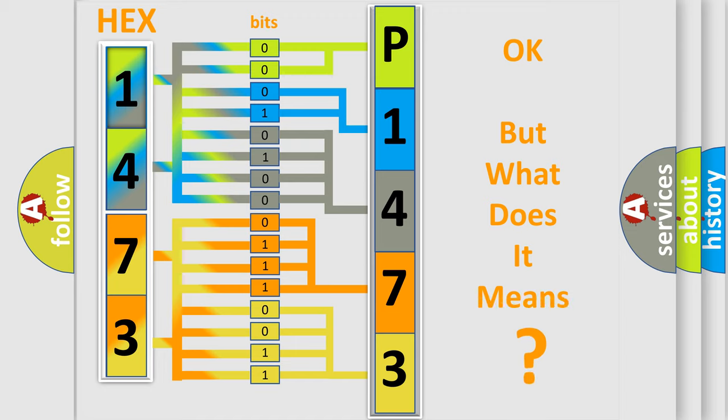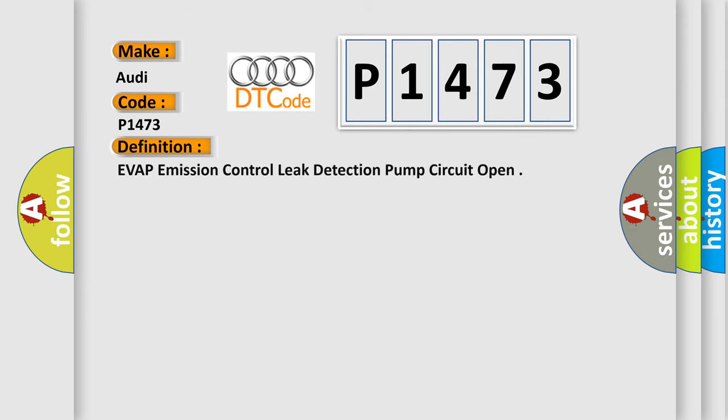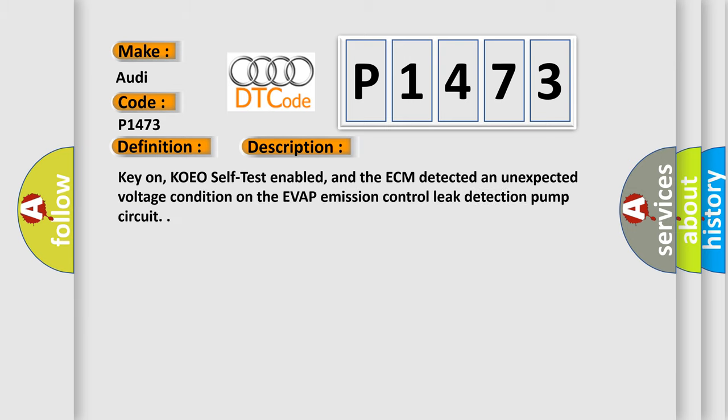The number itself does not make sense to us if we cannot assign information about it to what it actually expresses. So, what does the diagnostic trouble code P1473 interpret specifically for Audi car manufacturers? The basic definition is EVAP emission control leak detection pump circuit open. And now this is a short description of this DTC code. Key on, KOEO self-test enabled, and the ECM detected an unexpected voltage condition on the EVAP emission control leak detection pump circuit.